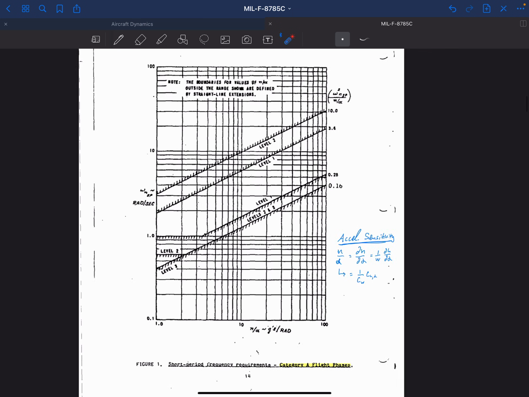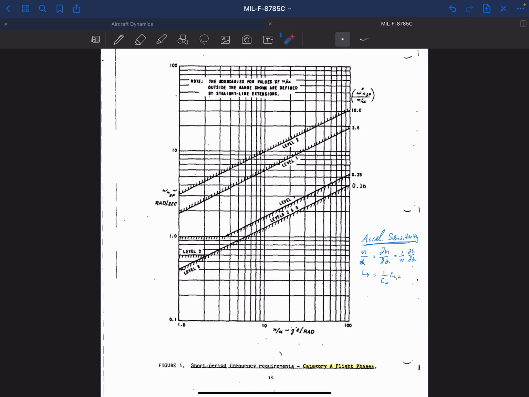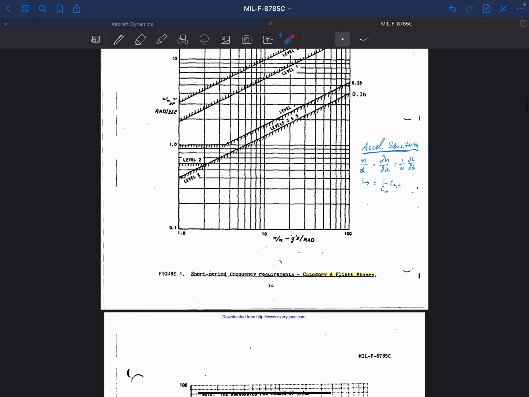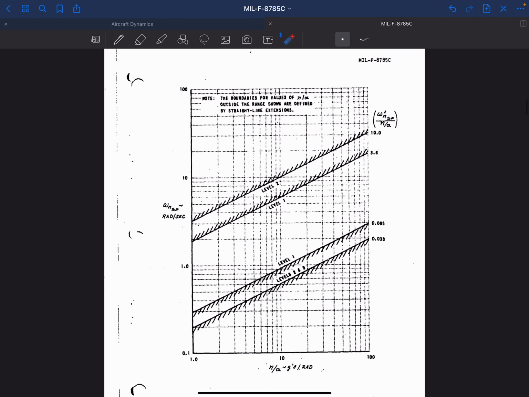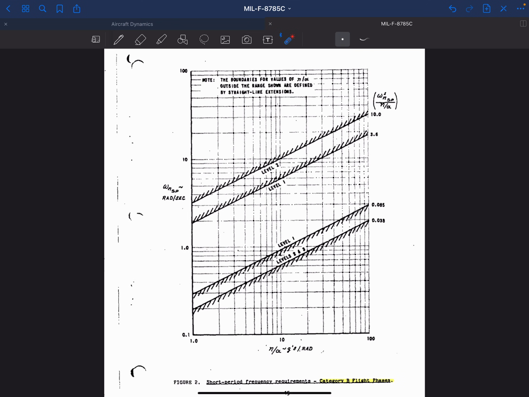So first of all, I should have zoomed out just a little bit more, because this first figure has to do with category A flight phases. Okay, so these were category A maneuvers that they were asked to do. But this depended on maneuvers. So let's go to figure 2. And so here's figure 2. So this is category B flight phases. So these are a different set of maneuvers.